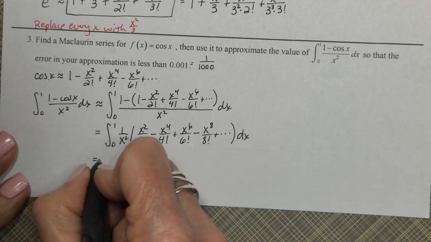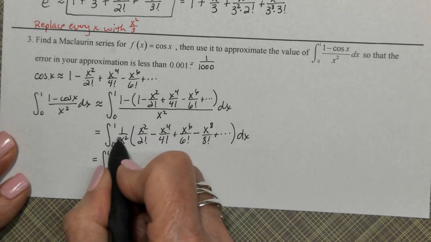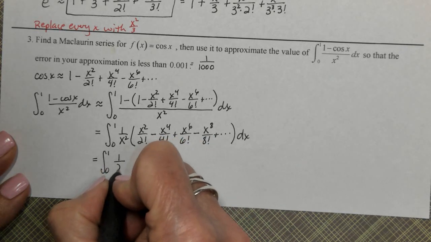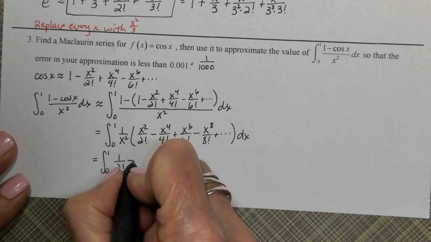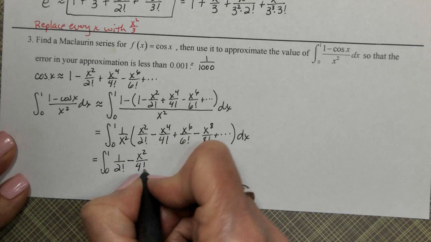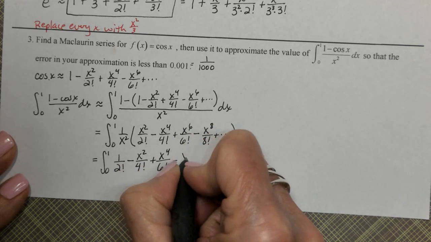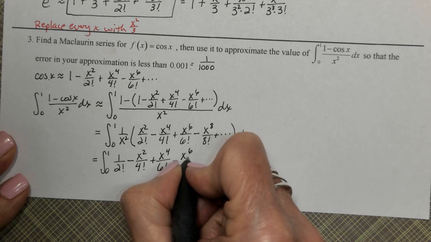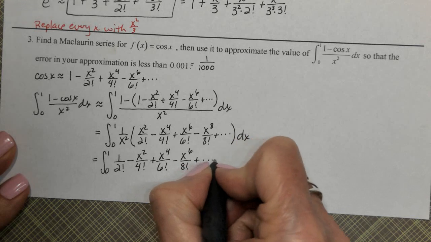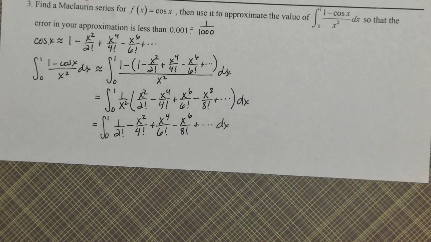Still with the eyes of cleaning this up before we integrate, I'm now going to distribute 1 over x squared to each term. For the first term, I'm going to be left with 1 over 2 factorial. For the second term, I have minus x squared over 4 factorial plus x to the 4th over 6 factorial minus x to the 6th over 8 factorial plus dot dot dot. Okay, and now we integrate.